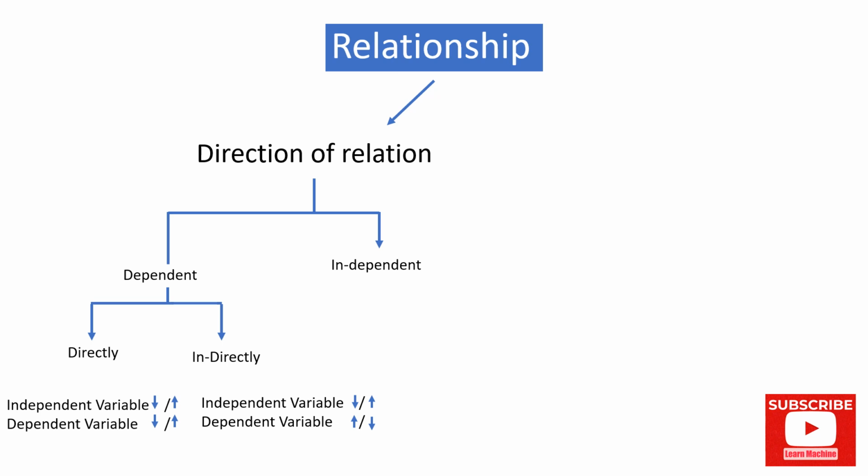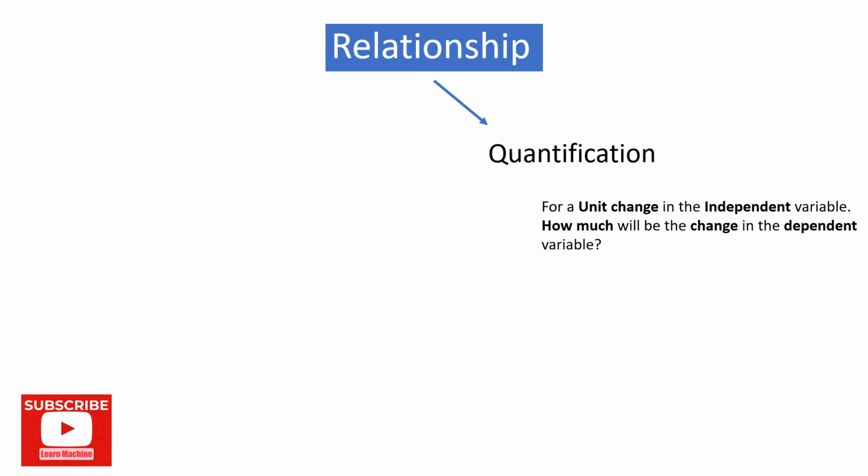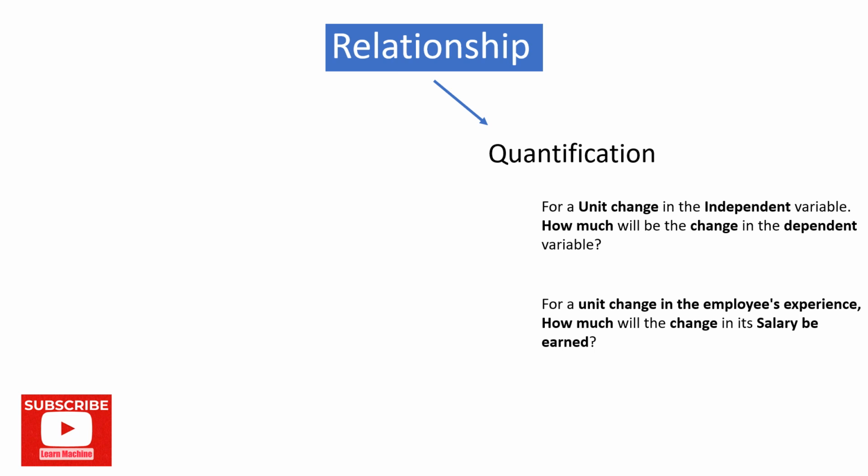Now the most important aspect of a relationship is how to quantify it, because without quantifying them, it's of no use to build a relationship. Until and unless we quantify them or generate some mathematical equation out of it, it's all theoretical. Now, what does the word quantification mean? Quantification means, for a unit change in the independent variable, how much will be the change in the dependent variable. For example, for a unit change in the employee's experience, how much will the change in the salary earned be?